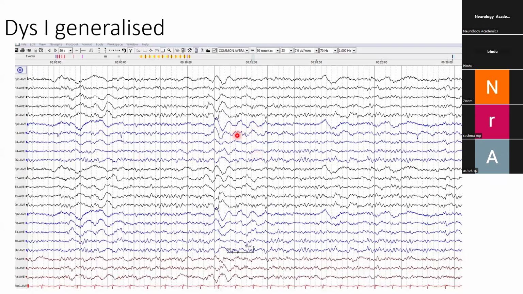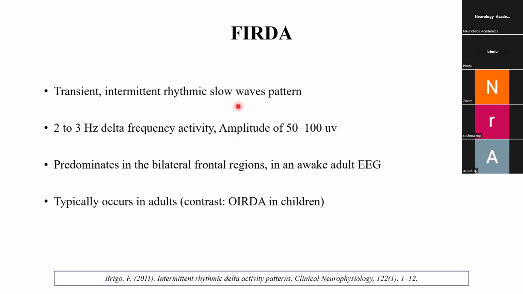Then coming to the region-wise slowing, that is frontal intermittent rhythmic delta. These are transient intermittent rhythmic slow wave patterns of 2 to 3 Hertz delta frequency with an amplitude of 50 to 100 microvolt, which is predominantly seen in the bilateral frontal region in an awake adult EEG, and typically occurs in adults. In contrast, there is occipital intermittent rhythmic delta, which is seen in children.